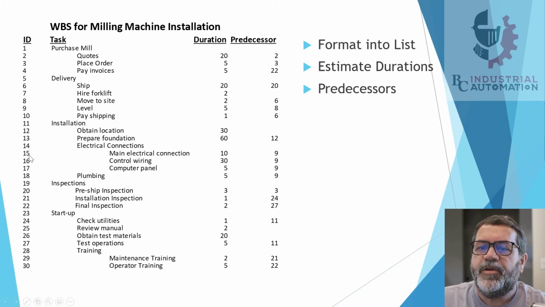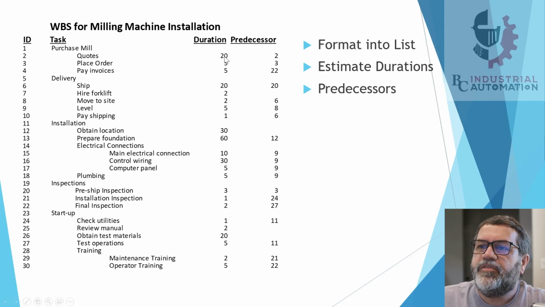Okay, so here's my work breakdown structure. This list of things that have to be done. I put an ID number down the side for each one. And the next thing I have to do is estimate the duration, how many days each item will take. At this point, we don't have to be too precise with it. We just need kind of an approximation.